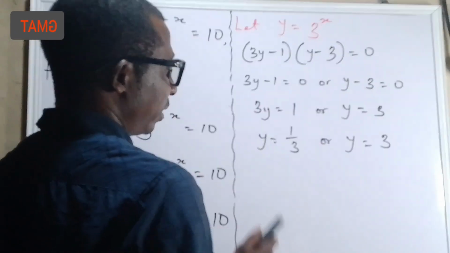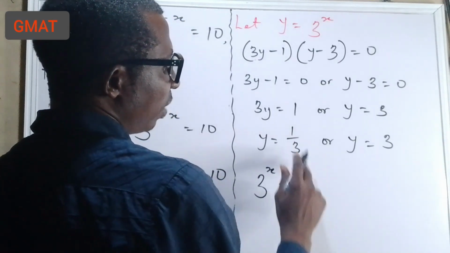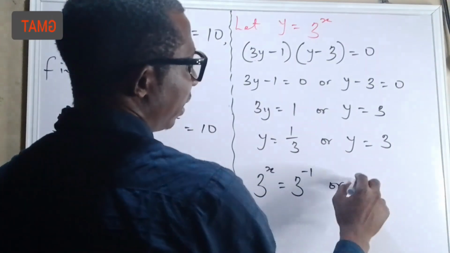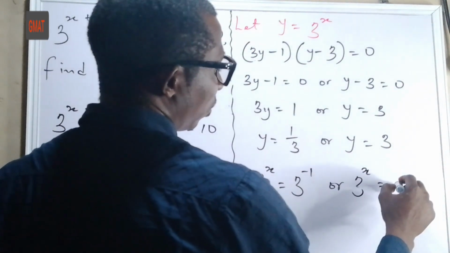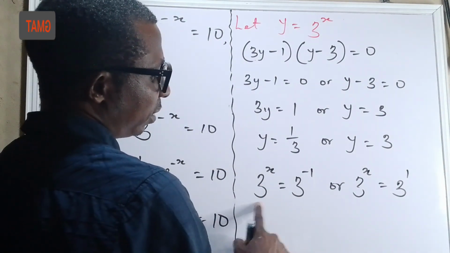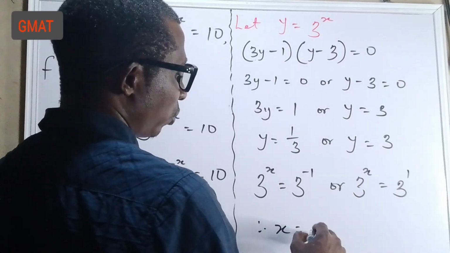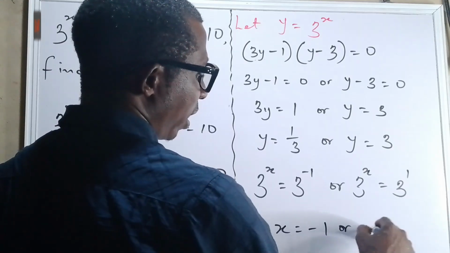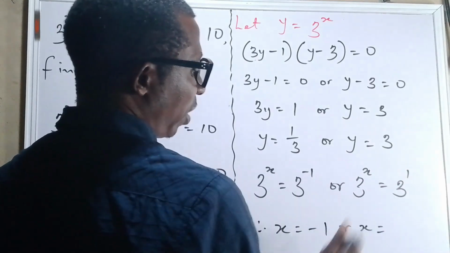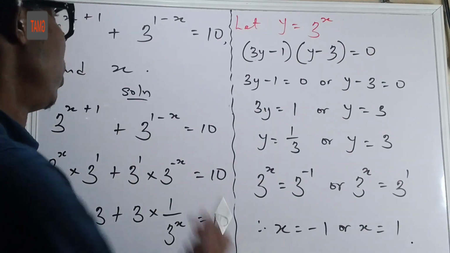So you substitute that here. So you have 3 raised to the power of x equals 1 over 3. 1 over 3 in index form is 3 raised to the power of minus 1. Or 3 raised to the power of x equals 3. 3 is the same thing as 3 to the power of 1. So since the bases are equal, you equate the powers. Therefore, x equals minus 1, or x equals, now we have the base being equal, so the powers will be equal. So x equals 1. So these are the values for this equation.